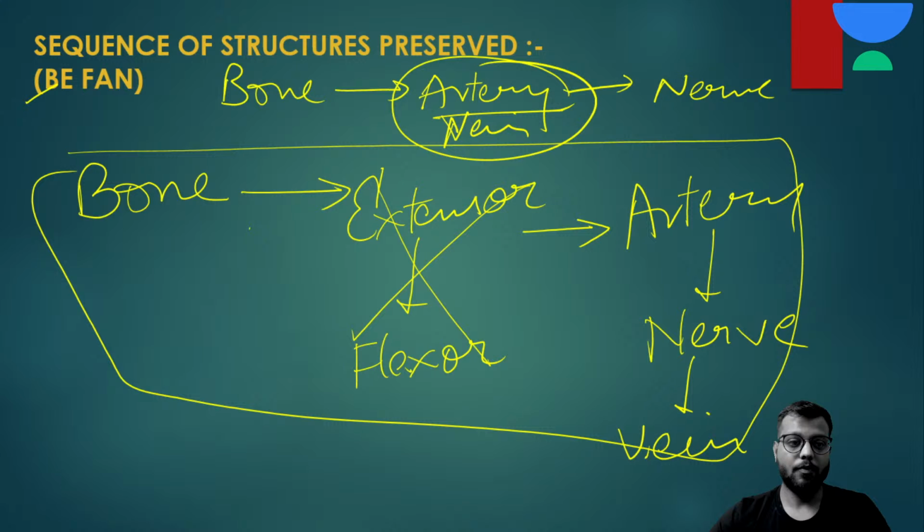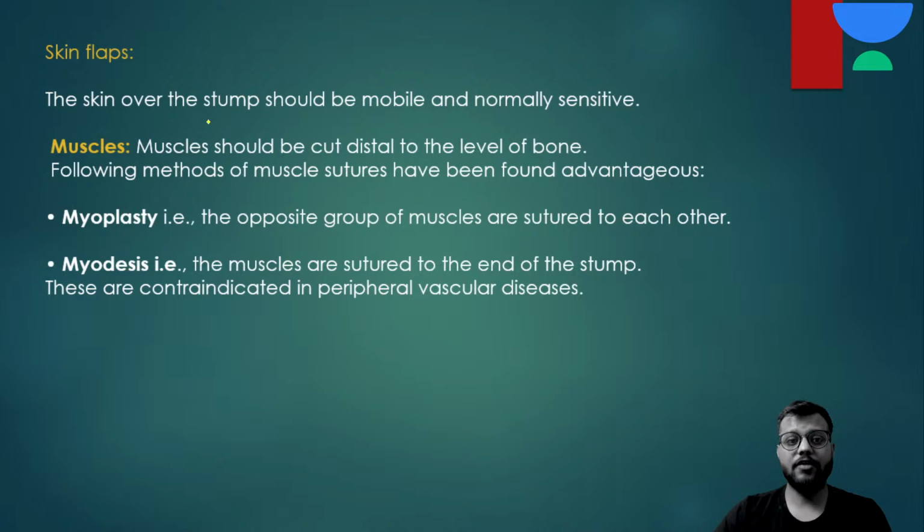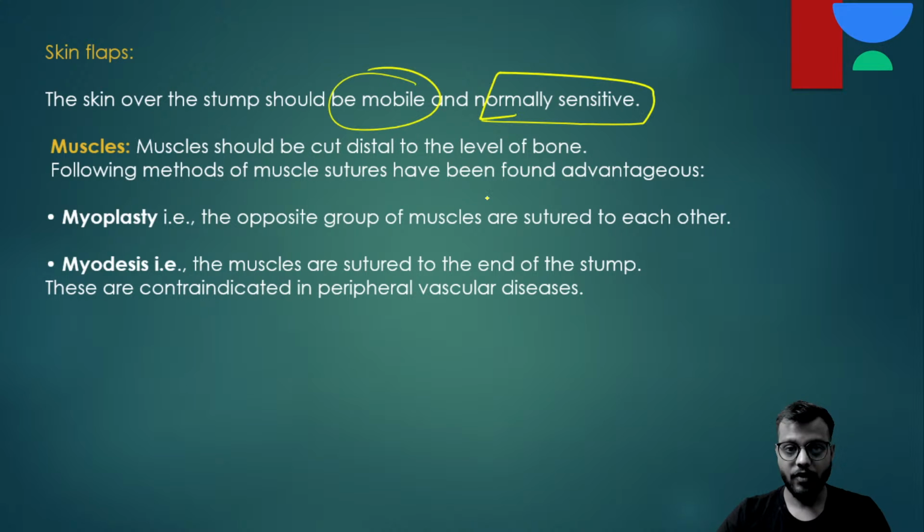Okay, नाउ स्किन फ्लैप्स जो होते हैं, जो स्किन के ऊपर जो स्टम्प होता है उसमें तो स्किन फ्लैप ऐसा होना चाहिए, टाइट नहीं होना चाहिए, इट शुड बी मोबाइल एंड नॉर्मल स्किन लेते हैं जो कि सेंसिटिव हो. ओके, एंड इफ बोन इज कट फ्रॉम दिस एट दिस लेवल ना, मसल्स एटलीस्ट उससे ज्यादा डिस्टल की काटते हैं, बिकॉज यू नीड टू कवर द बोन ऑल्सो. ओके, वेरी इंपॉर्टेंट.